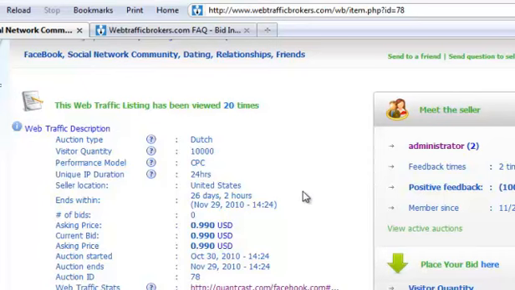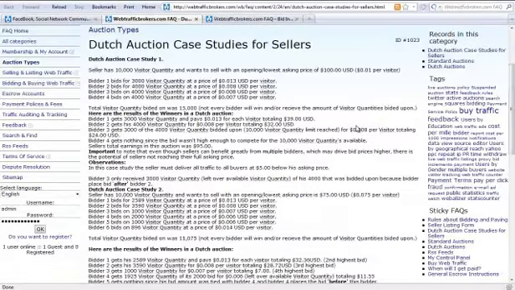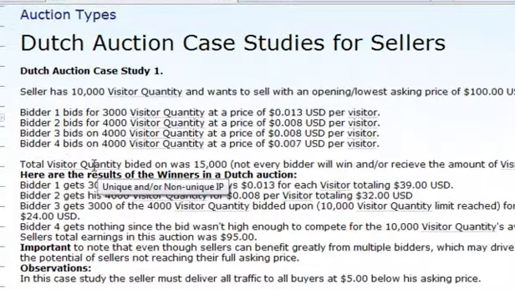A couple of things I'd like to point out to you to help you quickly in regards to Dutch auctions is to click the question mark. Pay attention to Dutch auction case studies. Here you can see the exact flow of a Dutch auction with multiple bidders. The important thing about a Dutch auction is that more than one bidder can bid on multiple quantities. So in this case, bidder 1 bid 3,000, bidder 2 bid 4,000, bidder 3 bid 4,000, bidder 4 bid 4,000.